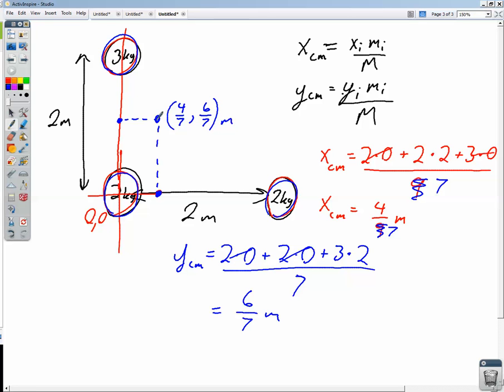So the center of mass of this system is that, oh, let's make it green. Green dot right there. Which pretty much makes sense. It should be a little bit closer to the 3 kilogram, not as quite as close to the 2 kilogram over here. We're somewhere in the middle of all 3 of those dots. All right? Now let's take a look at center of mass of solid objects.